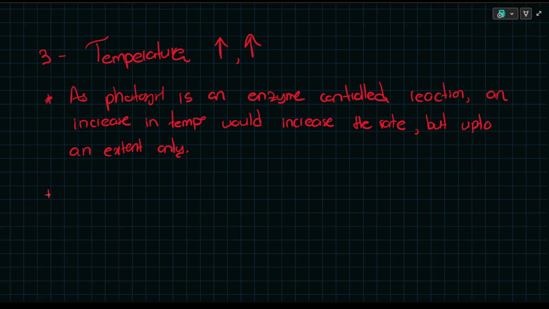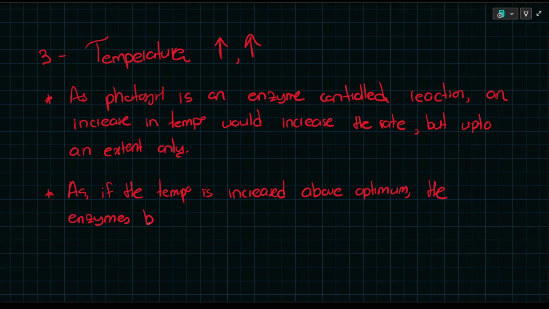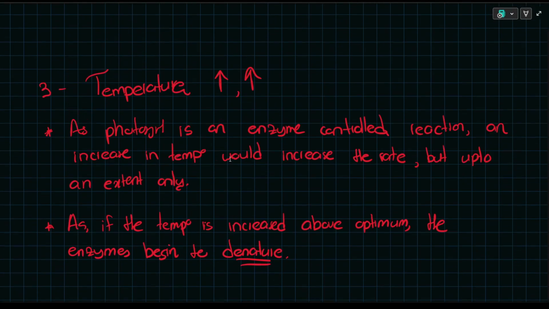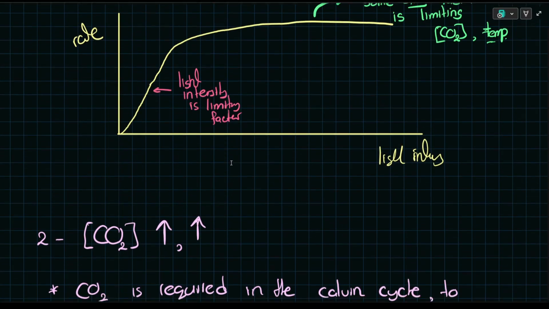What is this extent and how does it work? If the temperature is increased above the optimum, we know what happens to enzymes. They begin to denature. Enzyme denaturation occurs.